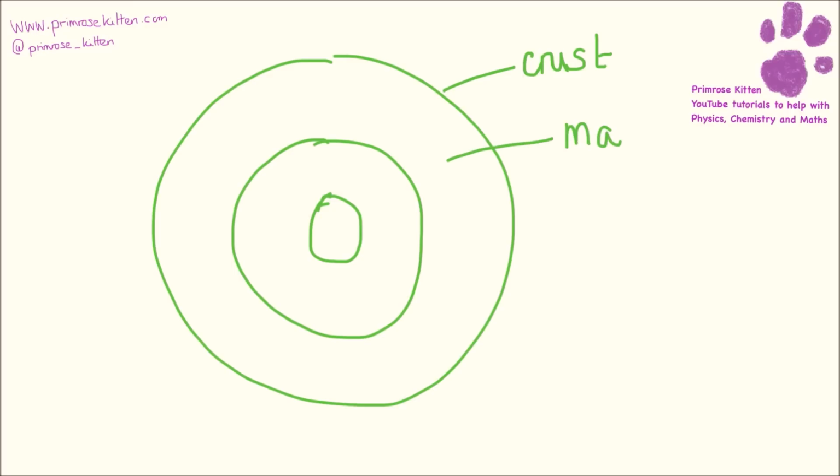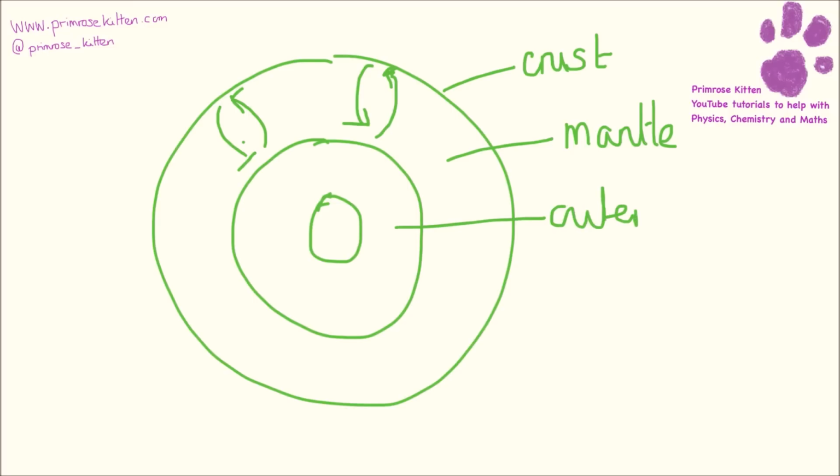This bit here is the mantle. Now, this is kind of like a solid liquid, it's slightly weird. This is a bit where the convection currents are going on that causes the crust to move around. Then we have the outer core and the inner core. Now, because of the large amounts of radioactivity that's going on in the core, heat is released, which means this bit of the mantle is getting heated up.